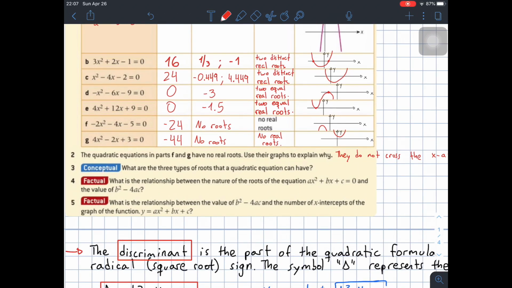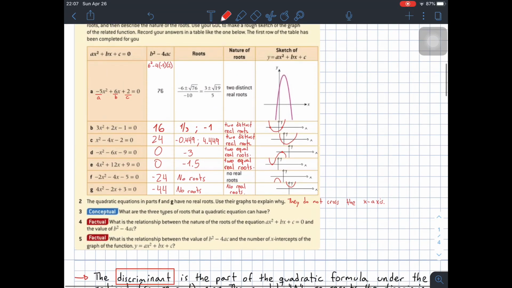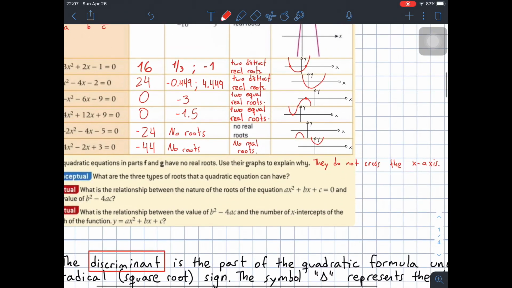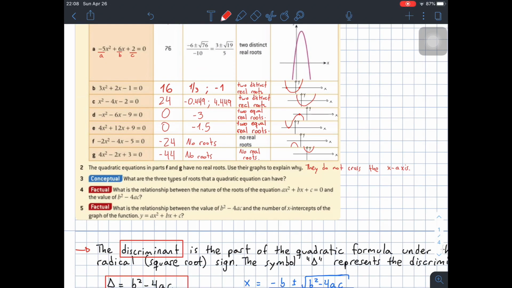Then, number 3. What are the 3 types of roots that a quadratic equation can have? And here we've seen one case which is 2 distinct real roots. Then we've seen this one, which is two equal real roots or one real root. And finally, the third case is no real root, okay? So let me write that here.